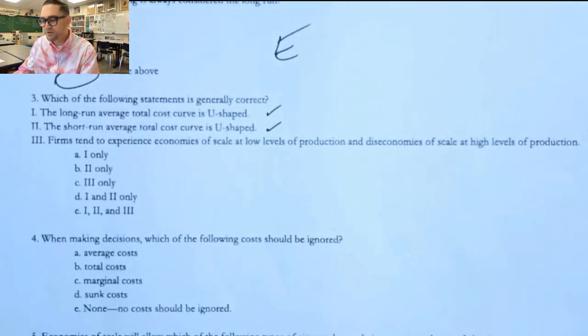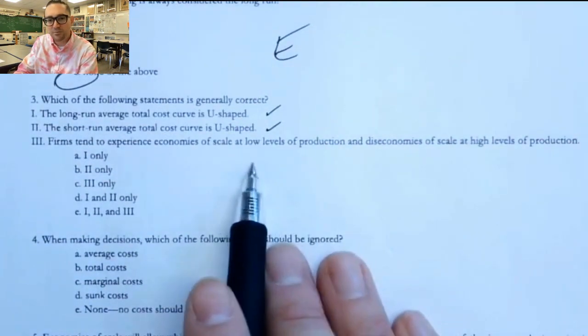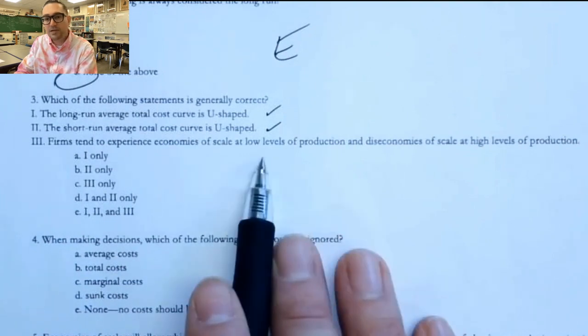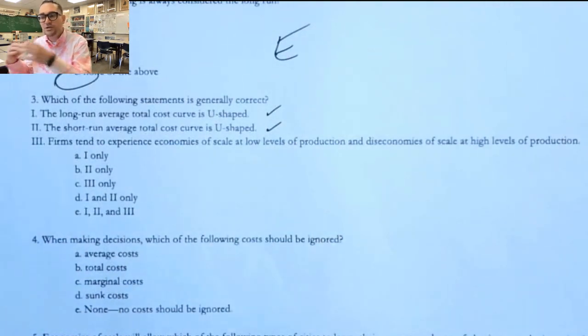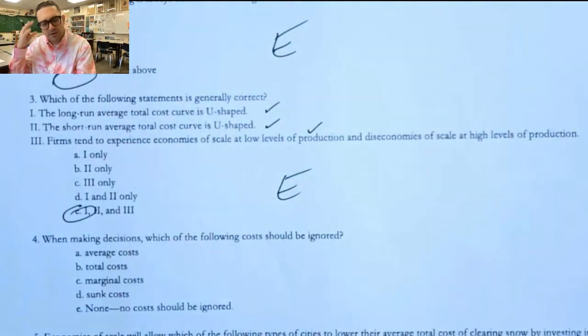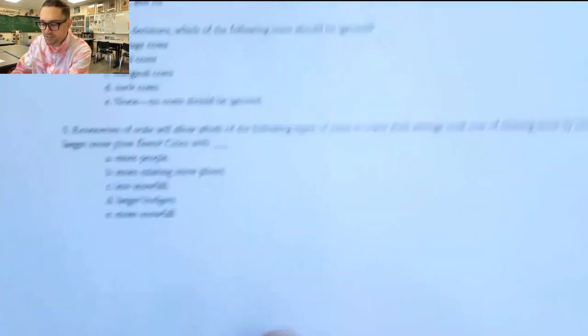You're thinking through this problem. The reason I'm not totally comfortable is I'm thinking, what does this mean by low levels of production? Typically, as you scale up your operations, we would say you get economies of scale, and then they're followed by diseconomies of scale. So I'm going to go ahead and say sure, true, E for that one as well. I just had to chew on that for a second, to make sure there wasn't any weirdness there.